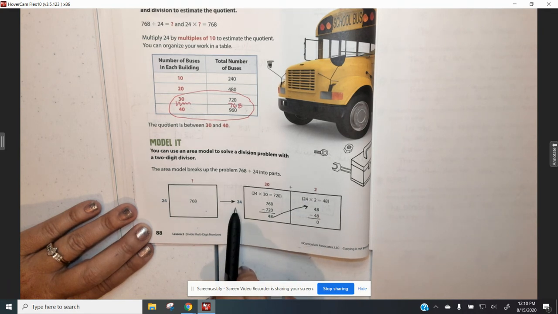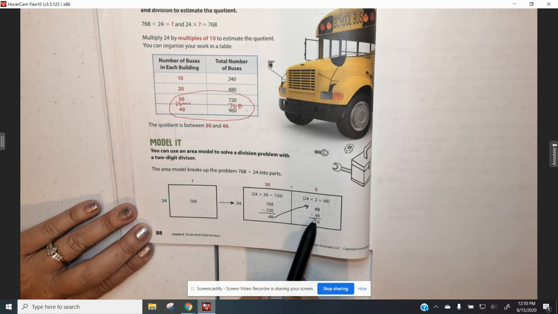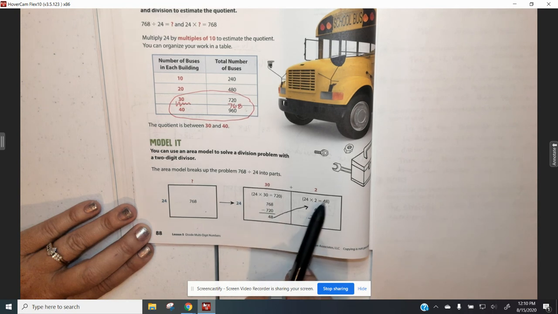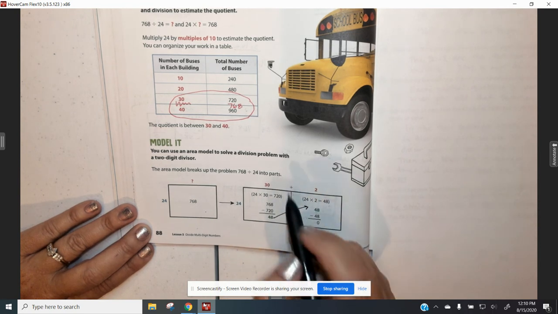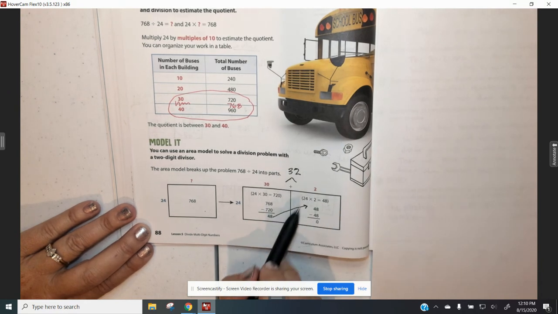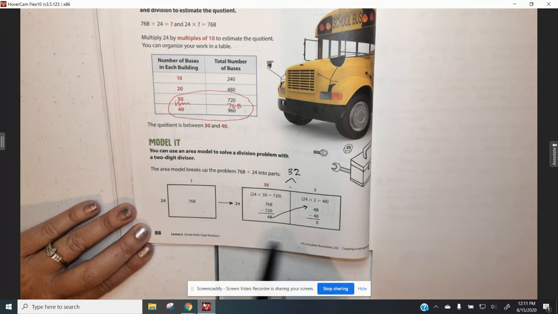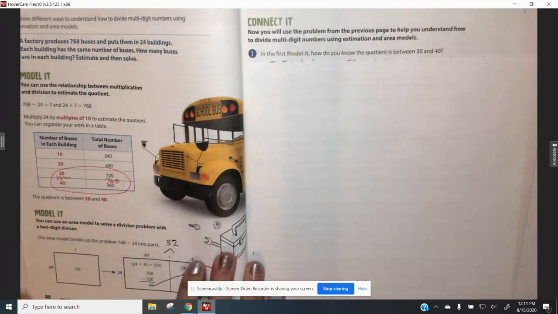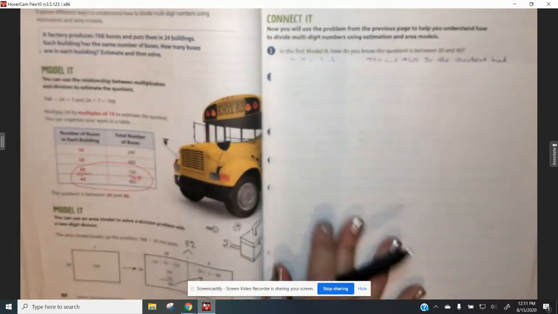2 times 24 is 48. We're going to write 48 here, subtract, and we have no remainder. So our quotient is going to be 30 plus 2, or 32. So that is how you use a division area model. We're going to go on to page 89.